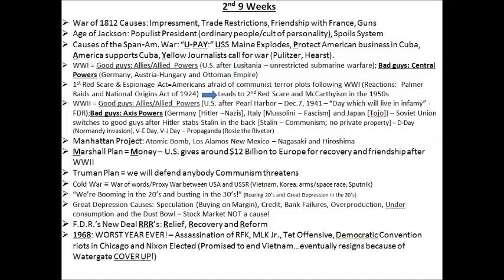He is the leader of the Soviet Union, and that basically communism at its very basic definition is the abolition of private property. There's no private property.